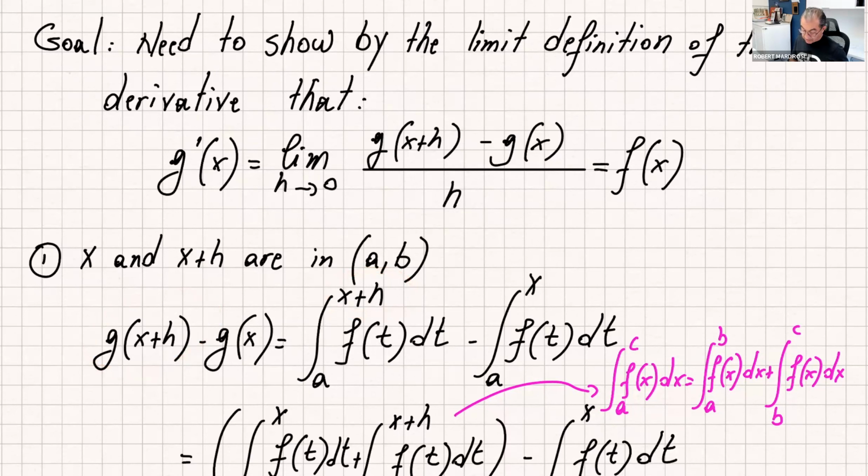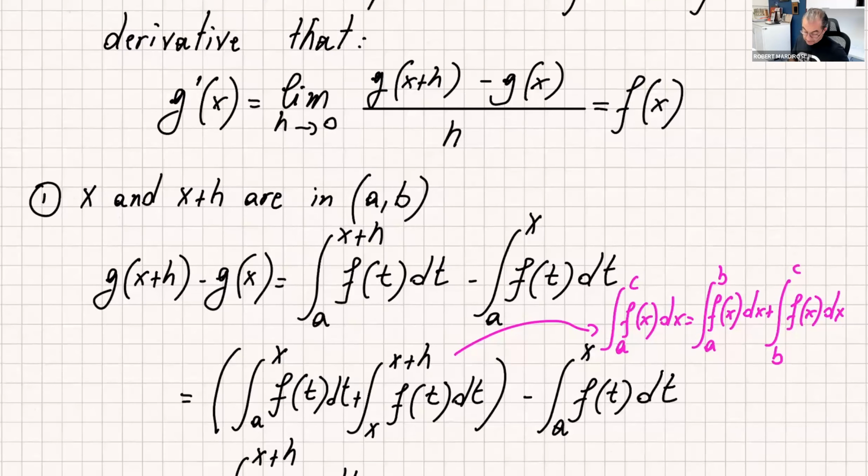Again, that's the integral of f of t dt from a to x, and that's g of x, minus the integral of f of t dt. Now, just this part, we can use one of the properties of the integral. That's why I just wrote the property here. The integral of f of x from a to c can be written by going from a to b, separating that, and b to c. And that's what we do here.